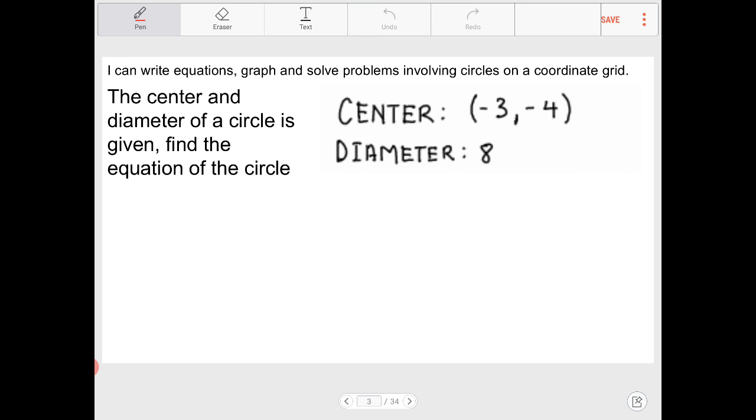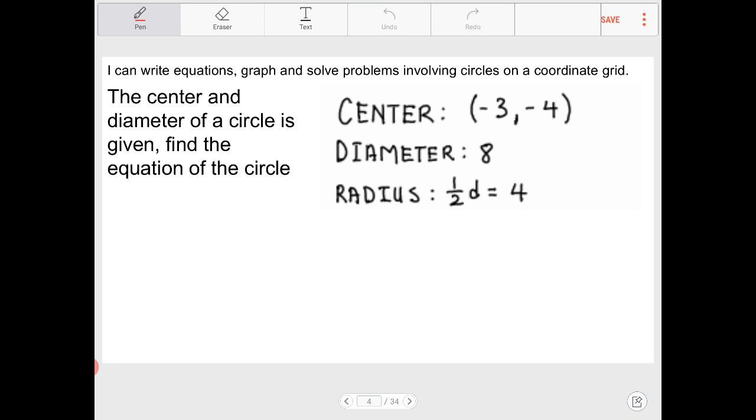Let's see what we can do with this. So the center and diameter of a circle is given. We need to find the equation of the circle. Pause the video to see if you can try to do this on your own. So again, according to the circle equation that was given to you in the previous slide, the circle equation involves not the diameter, but instead the radius. We understand that the radius is equal to half of the diameter, so therefore the radius in this case must be 4.